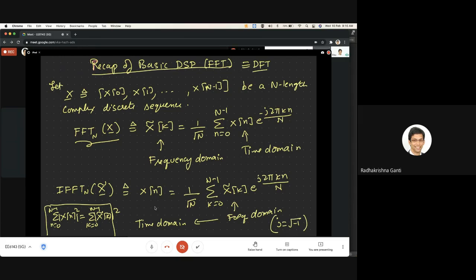So if I put 1 by square root n, the energy is conserved. This becomes a unitary transformation. In all my things, I'll put 1 by square root n, but MATLAB doesn't implement it like this. MATLAB puts 1 in FFT and 1 by n in IFFT. You have to take care of the scaling factor when you do assignments in MATLAB. But in the class, I'll always put square root n so that the energy is conserved between the time domain and the frequency domain. Hopefully that answers your question, Mr. Srivastava.